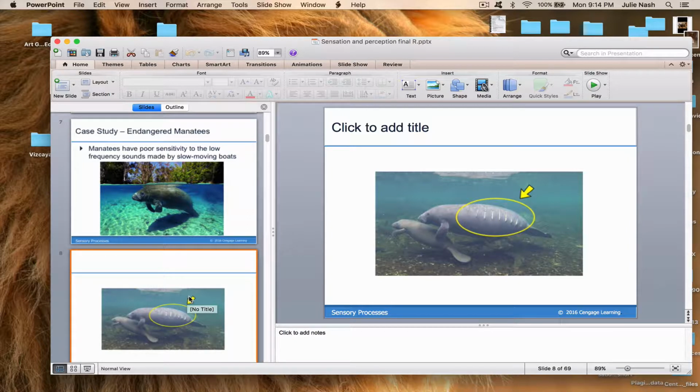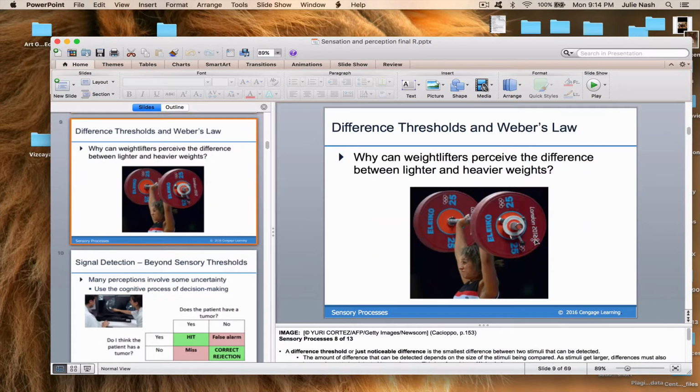So when those air pressure waves go through the water, they do not hear them. And this is an example where you can see a manatee sliced up by a propeller that came by. So we have very strict laws in Florida, no wake zones wherever the manatees are, so you have to go very slow. Okay, difference threshold. Now, I want you to understand the difference between an absolute threshold and a difference threshold.